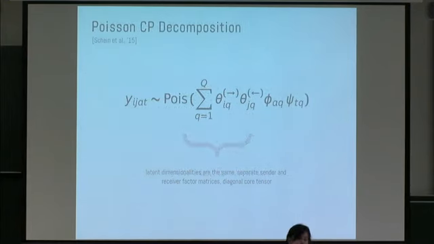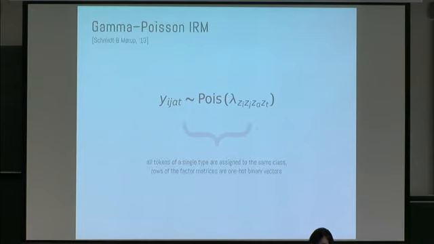So the punchline is pretty simple. Many other models are actually special cases of Poisson-Tucker decomposition. For example, we can recover Poisson CP decomposition, the previous model, by setting the number of communities, topics, and regimes to Q, introducing separate sender and receiver factor matrices, and constraining the core tensor to be diagonal. We can recover the gamma Poisson infinite relational model by assigning all event tokens of a single event type to the same community-topic-regime tuple, and then constraining the rows of the factor matrices to be one-hot binary vectors.